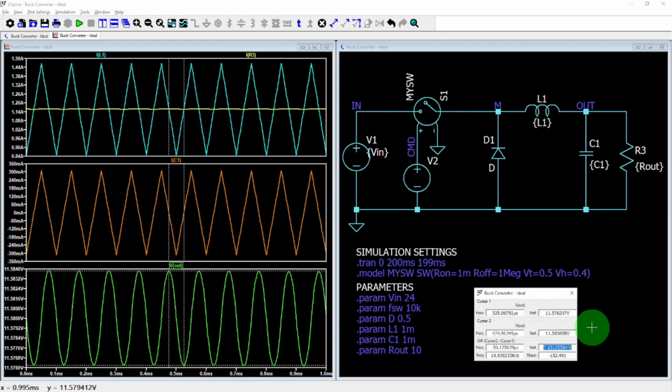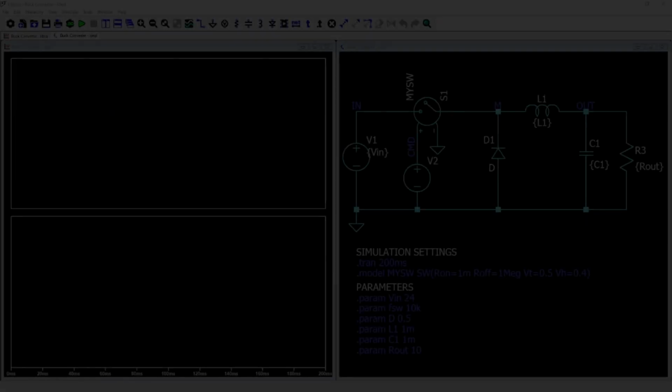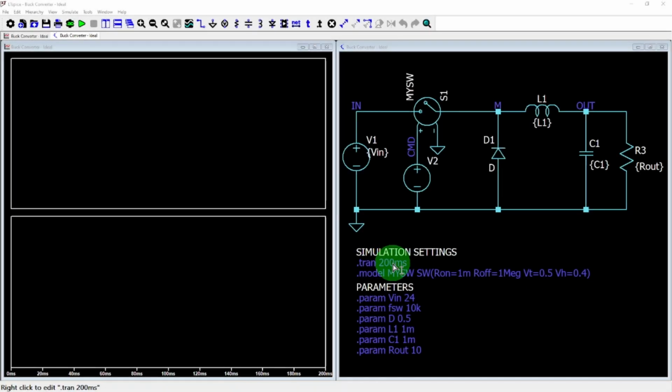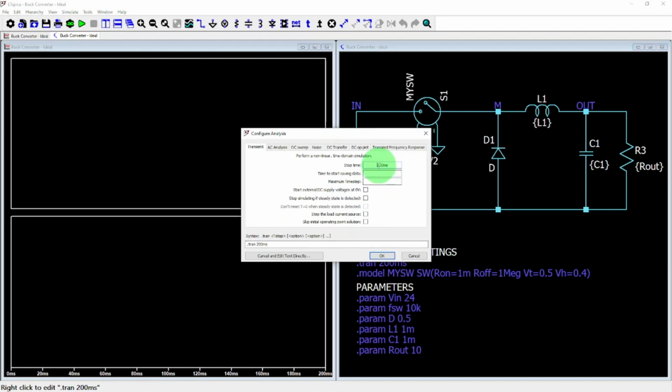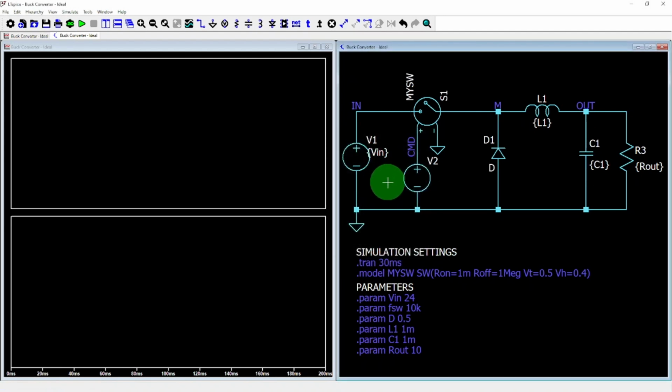Now that we have a basic understanding of the buck converter operation in steady state, we can go back and take a look at the startup oscillation. Why is there an oscillation at startup? Let's change the simulation settings to show the full transient at the beginning of the simulation. We already know the output voltage eventually settles into steady state, so we'll reduce the simulation time to 30 milliseconds to focus on the oscillations.